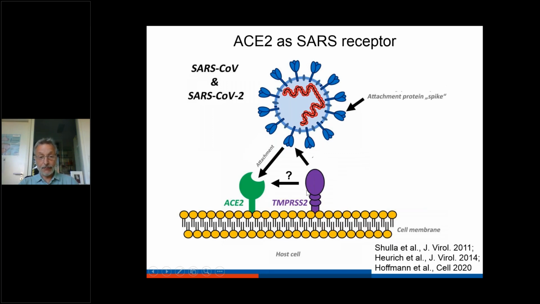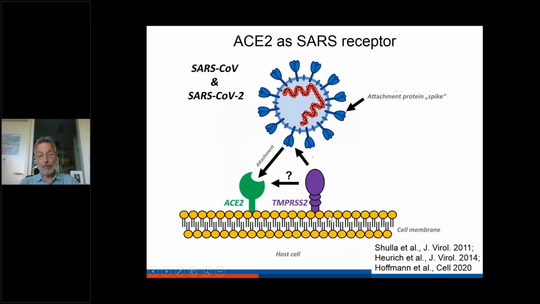That's only one aspect. There's a second very important molecule, TMPRSS2, another protease, which is very closely associated to ACE2. Only if it's there, then this attachment of the virus leads to the cutting of the viral spike protein by TMPRSS2. And this cutting is essential for the uptake of the virus into the cell. If it doesn't happen, the virus cannot infect the cell. So this triangle of these three molecules here is important for functional uptake.